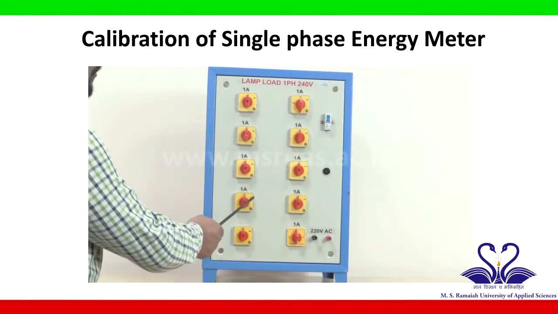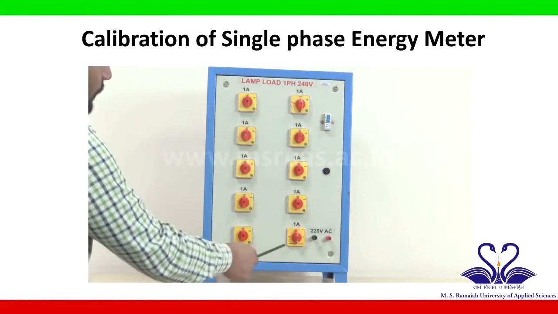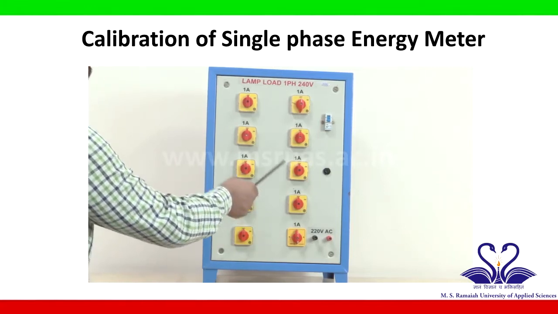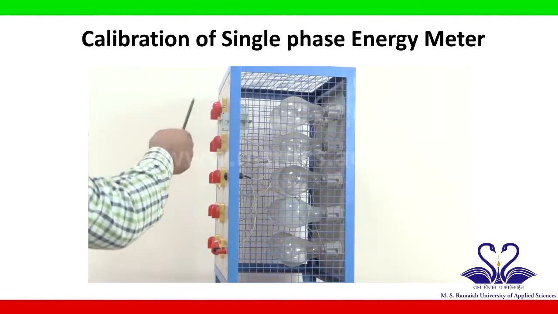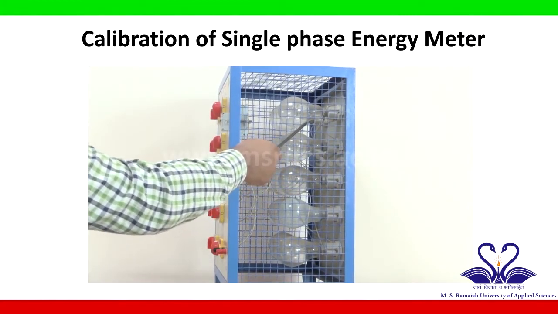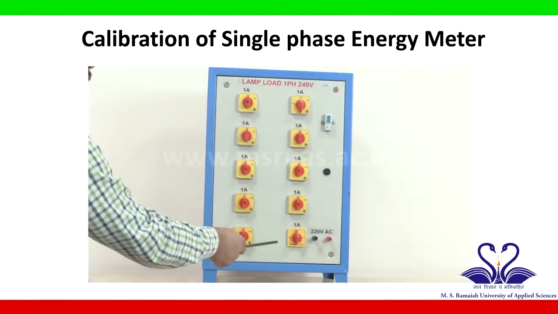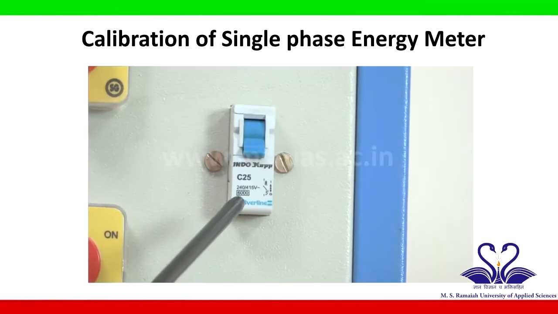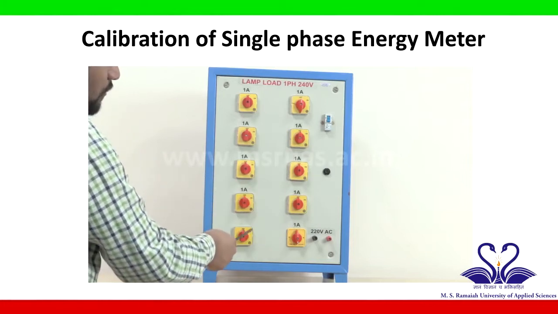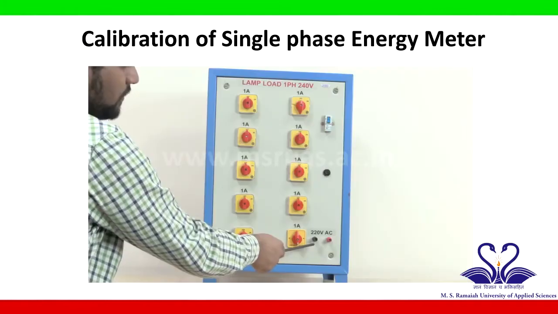This is lamp load or resistive load. This load can take up to 10 amps. Each knob represents 1 amp. If you turn on a knob, it is connected to a bulb inside which will draw a current of 1 amp. So this load can totally take 10 amps of load. There is a main switch here which controls the entire load. There are two input terminals for this, one is phase and one is neutral.